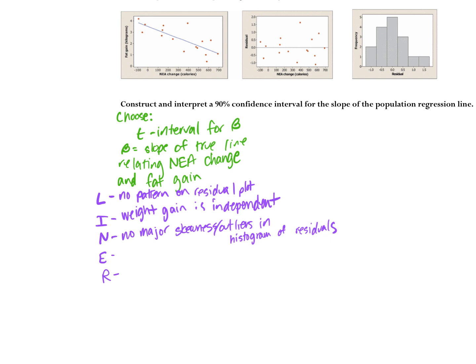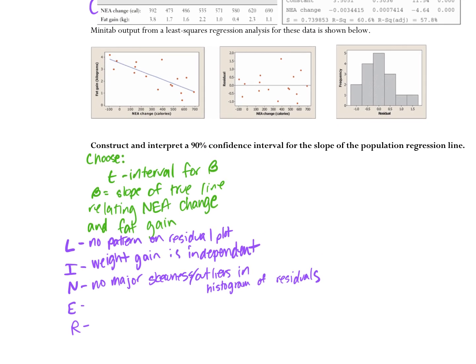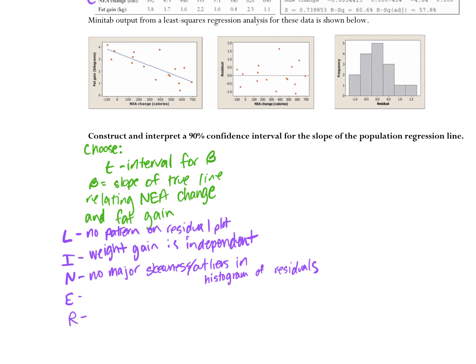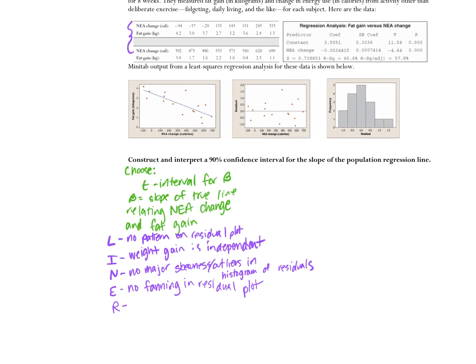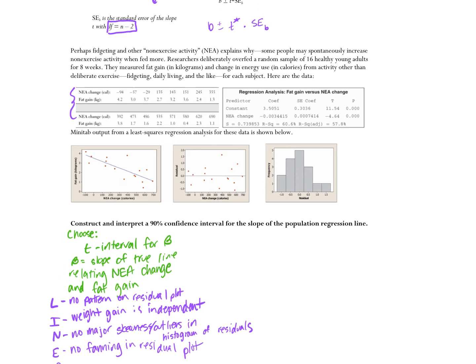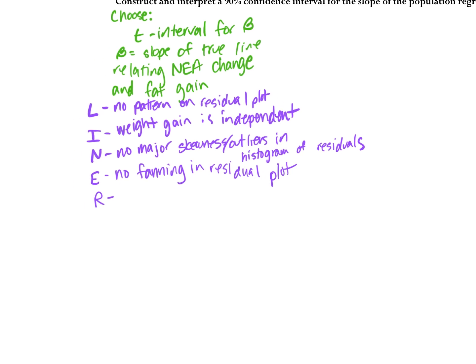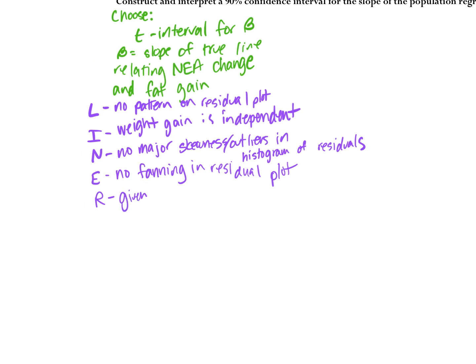Okay. The E was that equal variation, equal variances, the same standard deviation across the graph. When you look at your residual plot, I don't see any big fanning in that residual plot. Okay. And then random. We were given random sample.